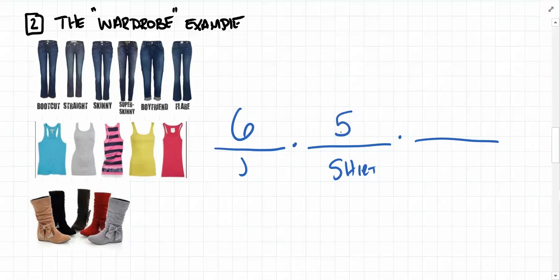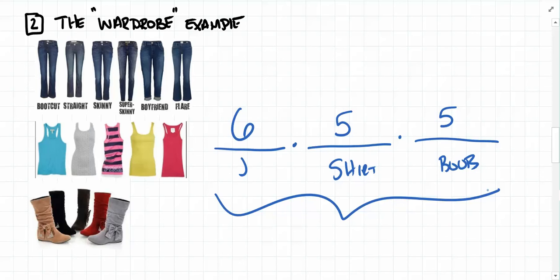There's 5 of those. And then I'm going to pick the boots. So it looks like I have 1, 2, 3, 4, 5 different pairs of boots. So the total number of wardrobes is just the product of these. So 6 times 5 times 5. If I multiply all these together, I get a grand total of 150 different wardrobes I can create from 6 pairs of jeans, 5 shirts, and 5 pairs of boots.